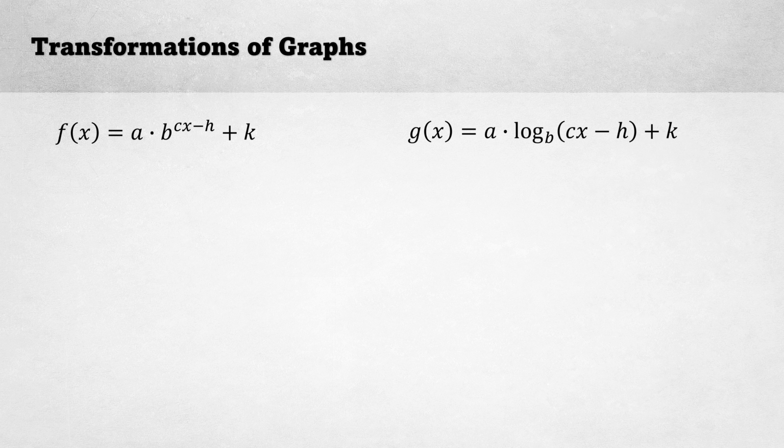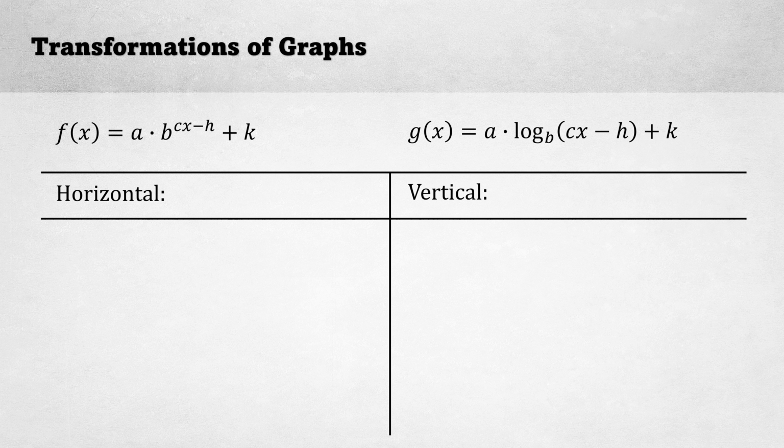We have already gone through graphing exponential and logarithmic functions. Let's look at transformation of graph of exponential and logarithmic functions. There are both horizontal and vertical transformations. The value of h translates the graph horizontally, left or right. That is because h affects the input and changes x values.